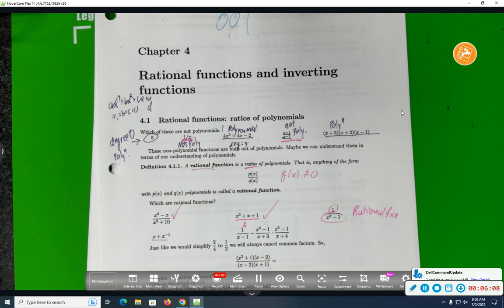x plus the inverse of x. Is that a rational function? I'll pause for a second and let people think.